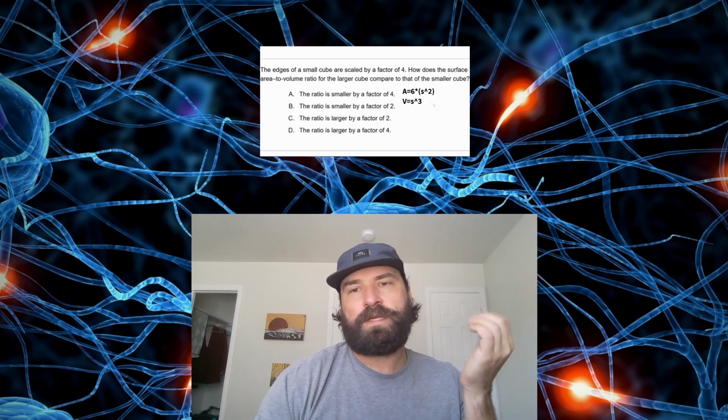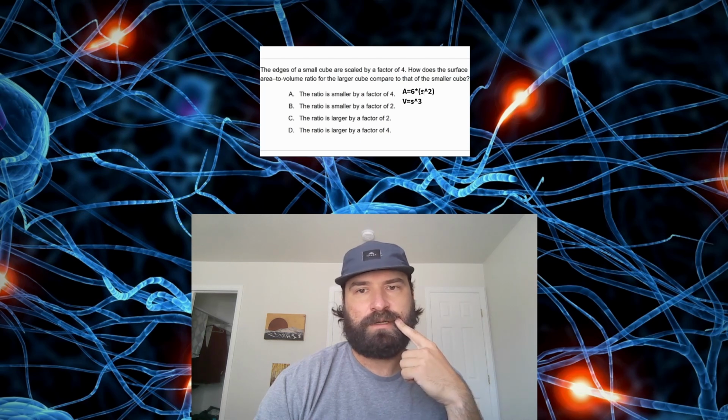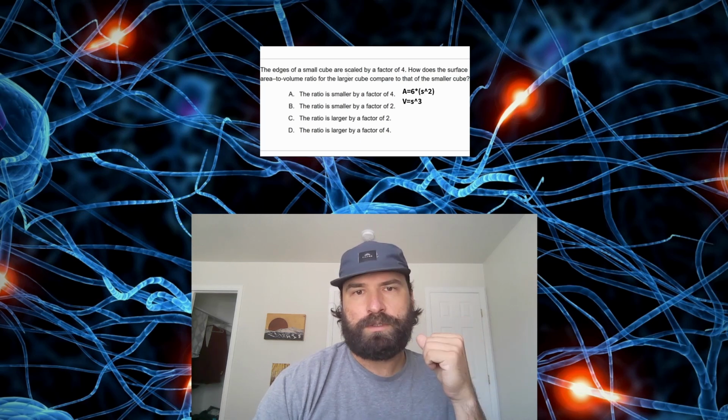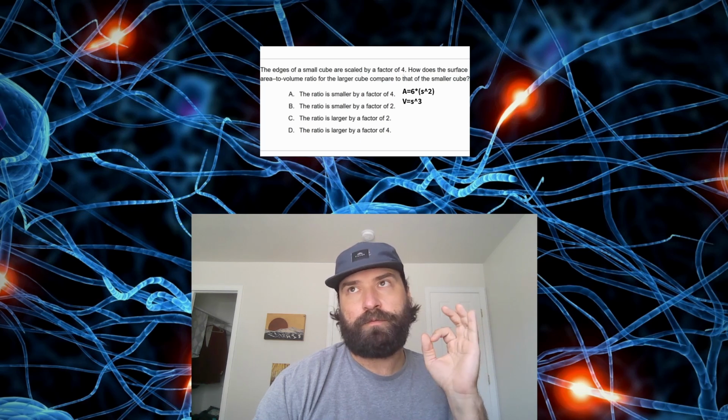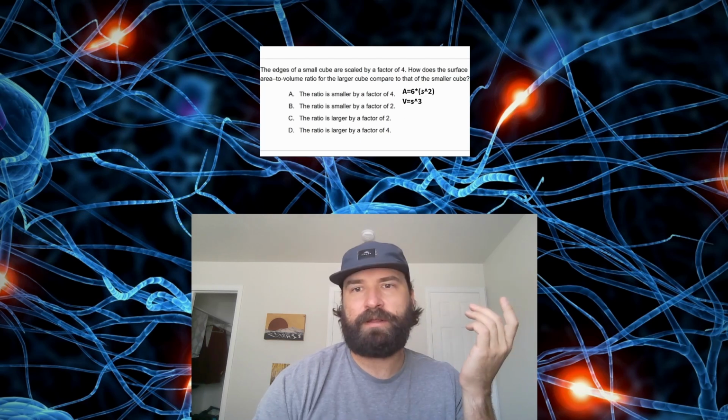I think probably the easiest way to think about this is to plug in random numbers and see how that affects that ratio that they're talking about. So what they're saying here is that they're multiplying the value of the sides of the cube by 4. So if we just use 1 as our initial side length, we can calculate these values.